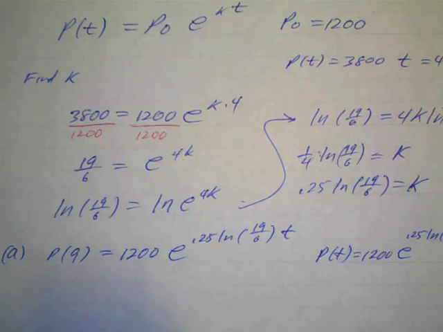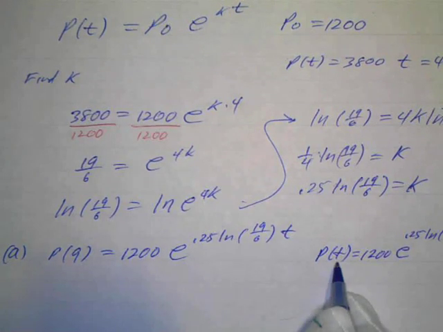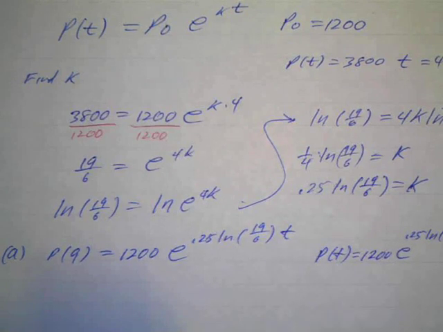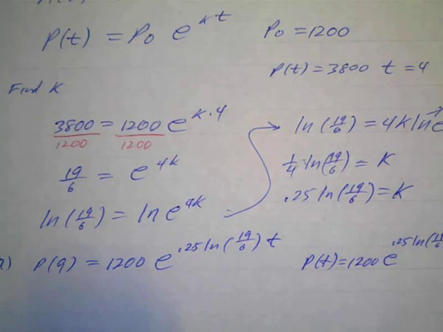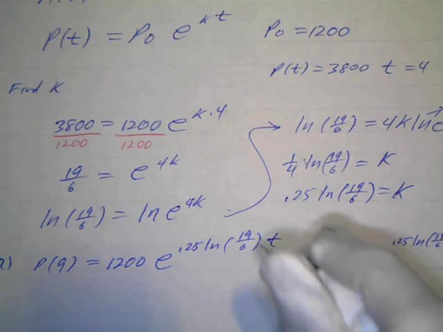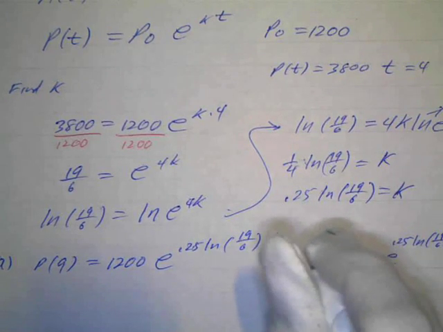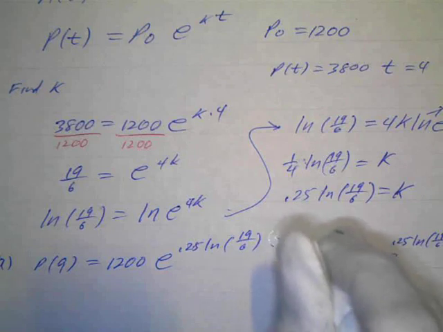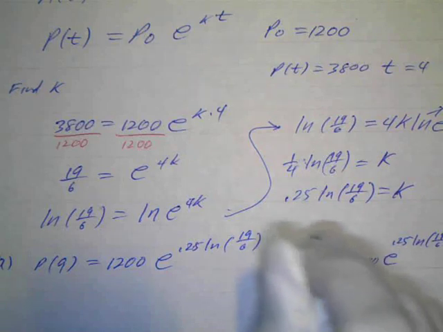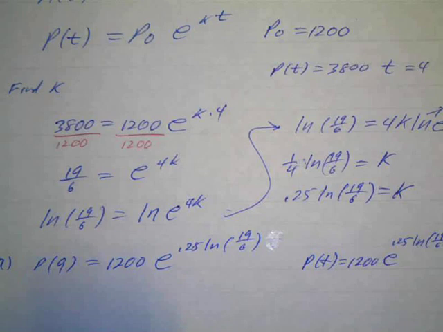All right, so now we just put this in here, and we want to find P of 9, so every time I see a t, I put a 9. Oops. I'm going to put a 9 there, pardon me. t is 9. And then we just calculate that out and put it in your calculator.